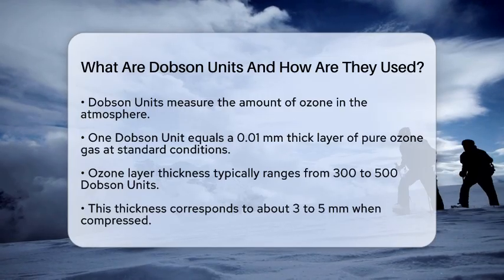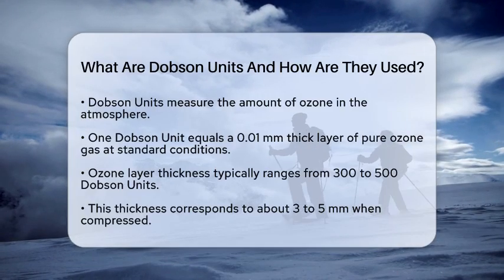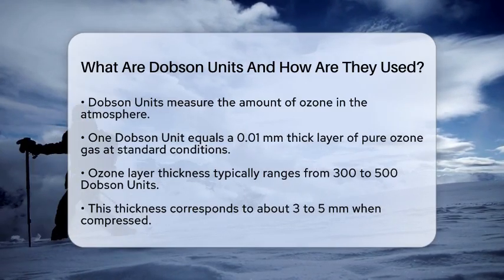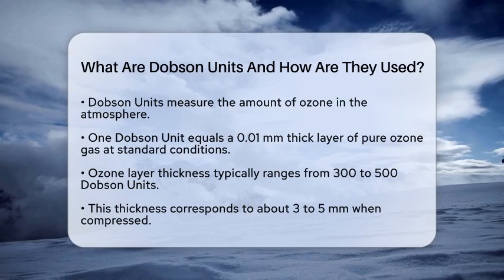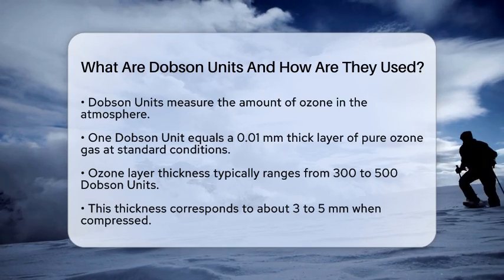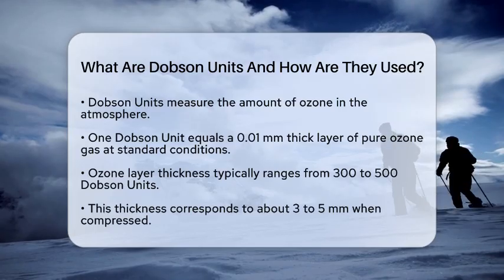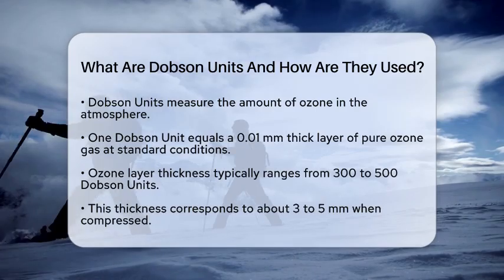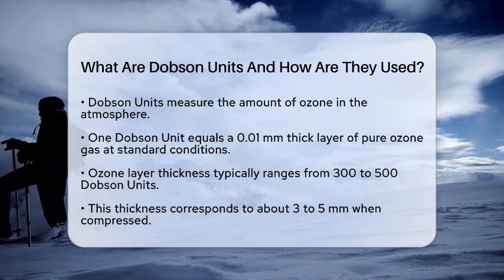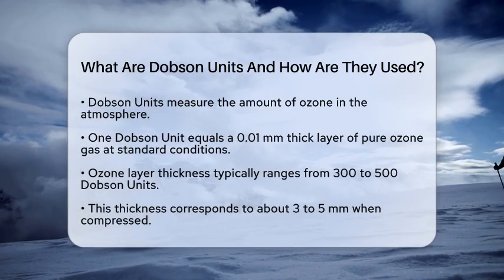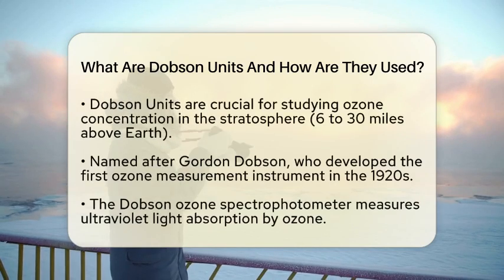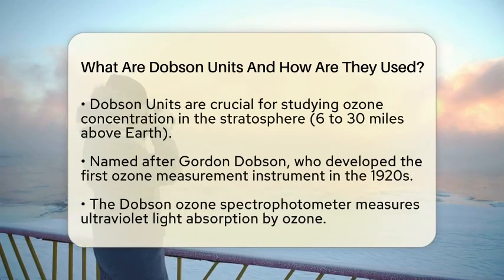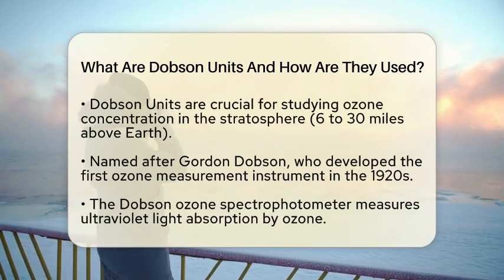Let's break it down. Dobson units are a way to quantify the amount of ozone in a vertical column of the Earth's atmosphere. To put it simply, one Dobson unit represents a layer of pure ozone gas that would be 0.1 millimeters thick if it were compressed to standard temperature and pressure conditions. This means that if you took all the ozone molecules in a column of air above a specific area and squeezed them into a single layer at the Earth's surface, that layer's thickness would be measured in Dobson units.